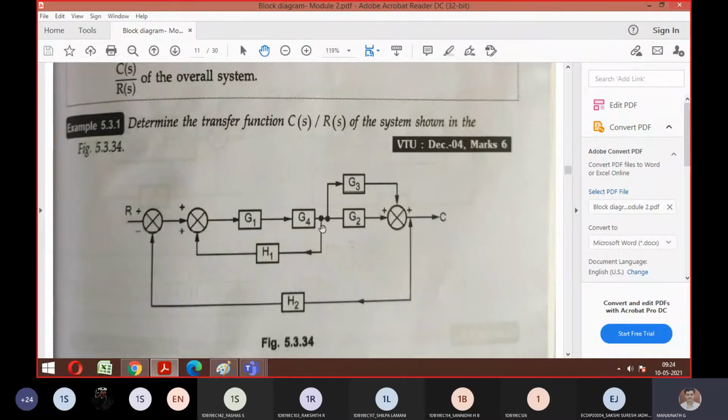So we'll go in order, okay? For that purpose, G2 plus G3. Then these two, G1 and G4, are in cascade or series. So we'll make it one block called G1, G4. Then that G4, G1 combination along with H1 is called elimination of feedback path, since, you can look here, output to input I call a feedback path.